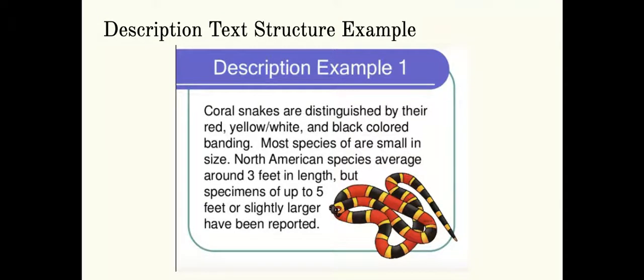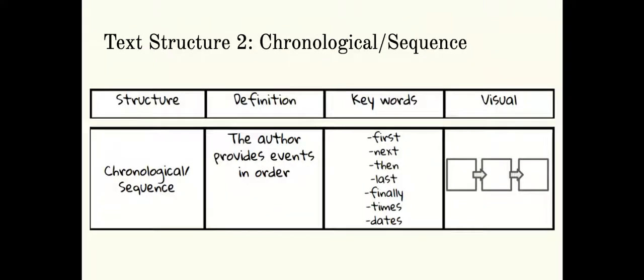So this is a descriptive text because it's about coral snakes. They're giving examples, giving descriptions of it. So yeah, that one's pretty straightforward. The next one is chronological or sequence.